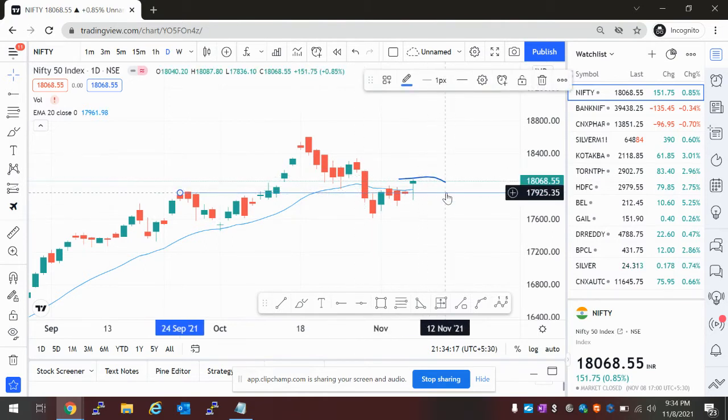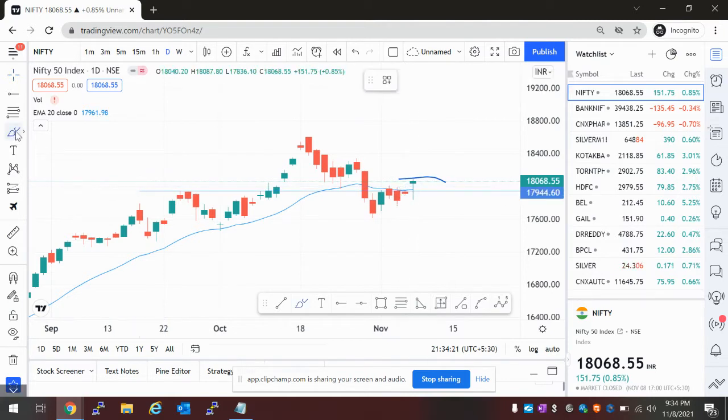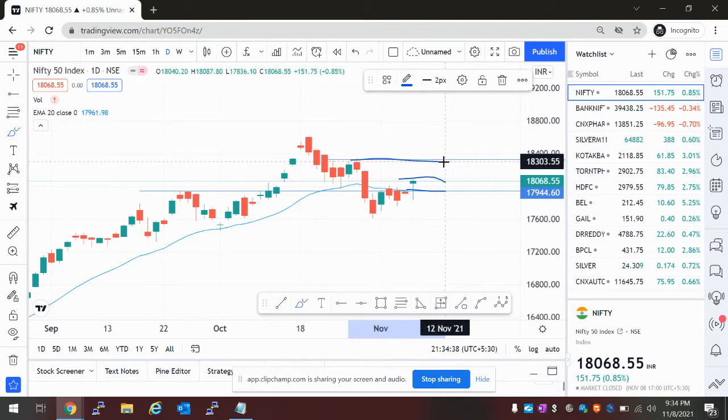Tomorrow you need to watch this area. This area is going to be the support for tomorrow, 950. Another area you need to check for the resistance is this area. These two levels you need to check out. Now you have a level here and a level here. This area will be tomorrow's Nifty range if all goes well.